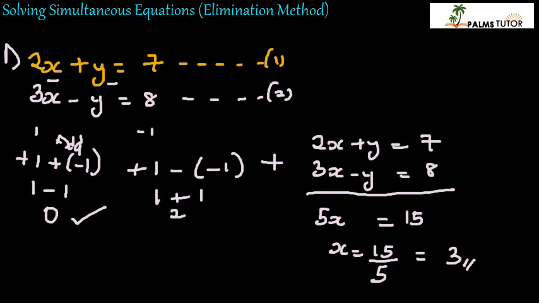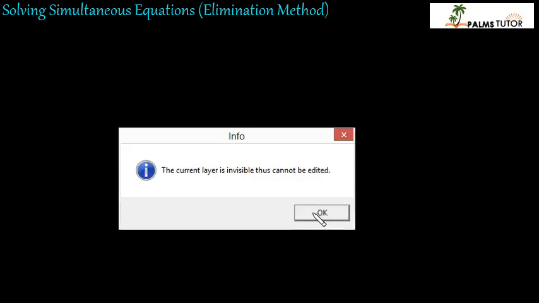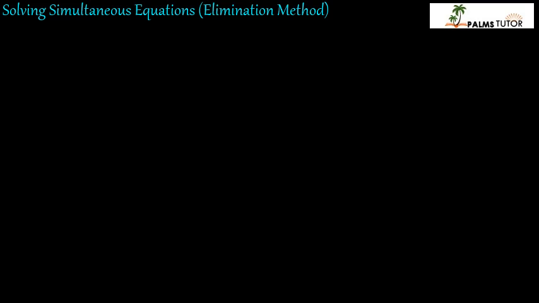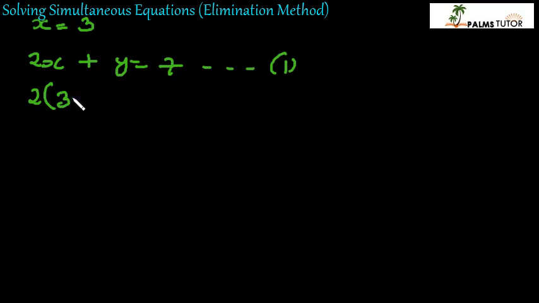And like we do in the substitution method, what you now have to do next is to substitute. Now we know that x equals 3. So we substitute into any of the equations. In this case, I pick equation 1 and solve for the value of y. So equation 1 says 2x plus y equals 7. That's equation 1. So we know x equals 3 now. So we substitute that into the equation.